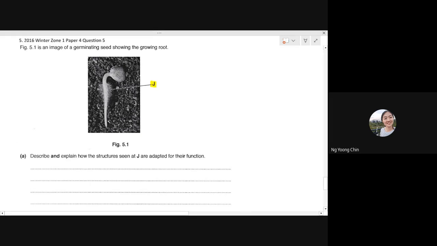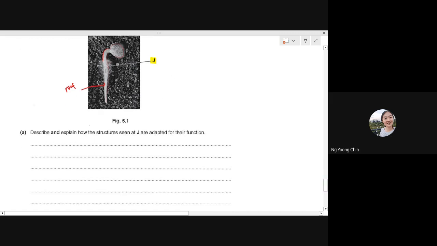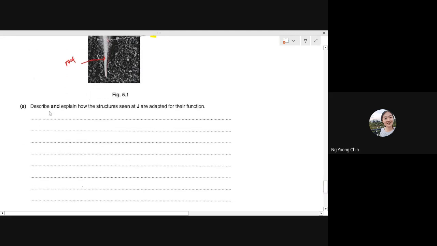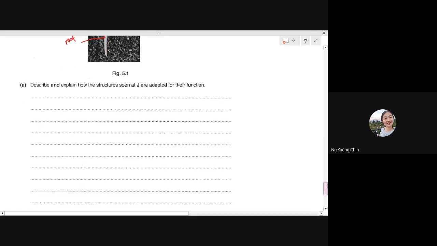This is the seed, right? And then this is the roots. Then how about J? Do you want to have a guess? J is a structure that we learned before, a plant cell. Root hair cell. Yeah, it's a root hair cell. Correct. You can see it looks something like this. So the exam asks you to describe and explain how the structure seen in J is adapted for its function. How many marks? 5 marks.